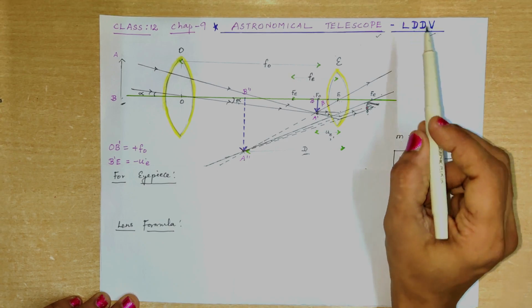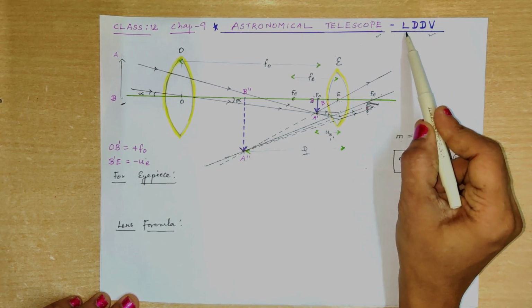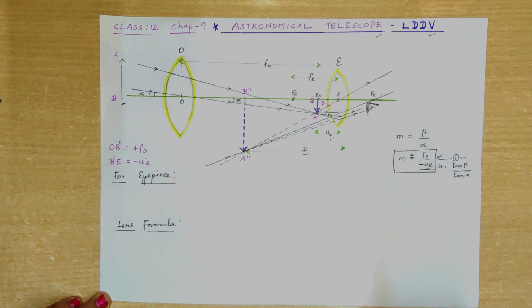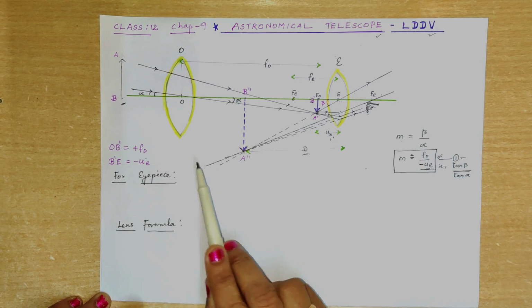There are two cases we have to learn. One, when the image is formed at the least distance of distinct vision, and another one, when the image is formed at infinite position. Here is a ray diagram.